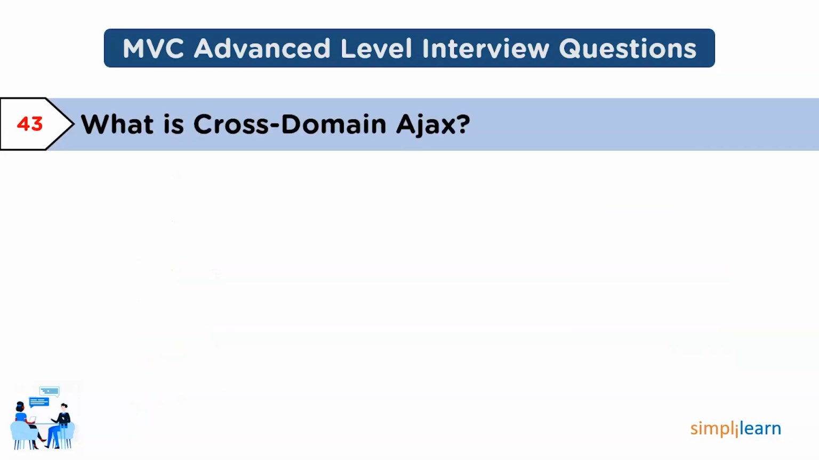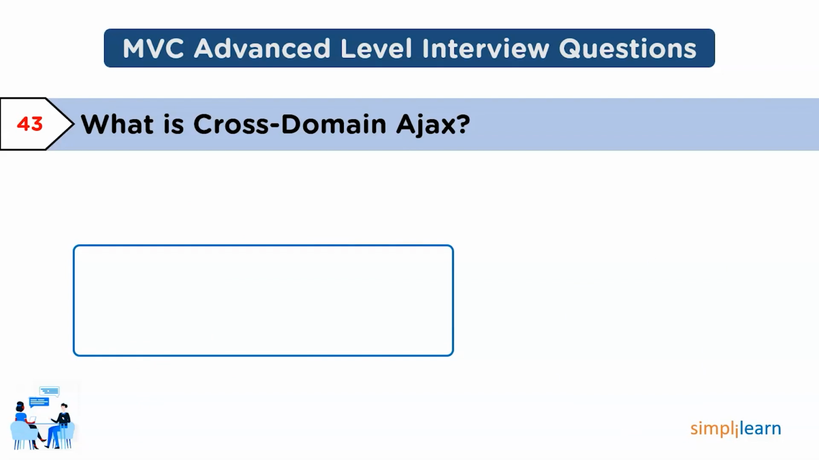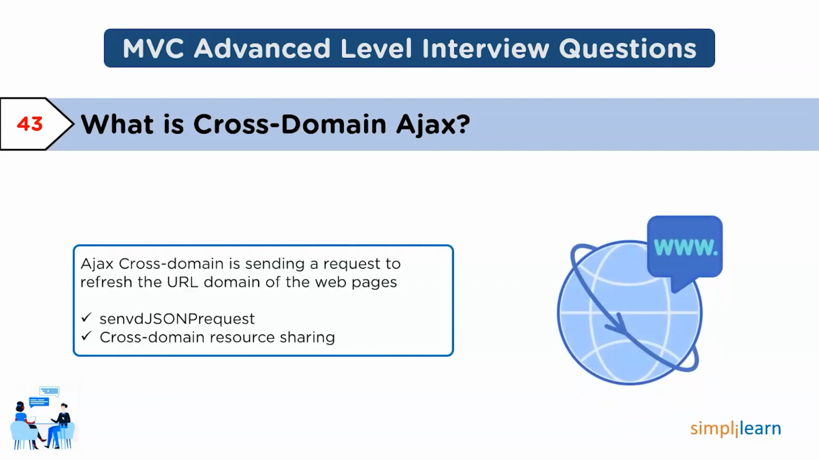What is cross-domain AJAX? AJAX cross-domain sends a request to refresh the URL domain of the web pages. There are many ways to implement and use cross-domain AJAX. The most commonly used are sending JSON pre-request and cross-domain resource sharing.